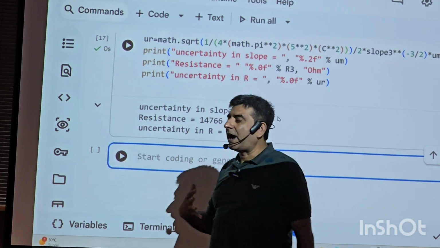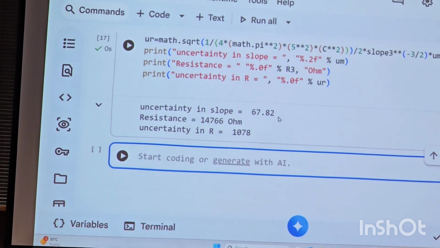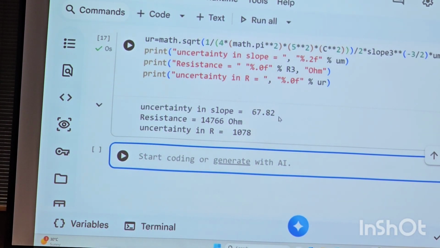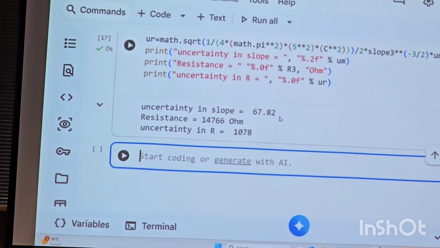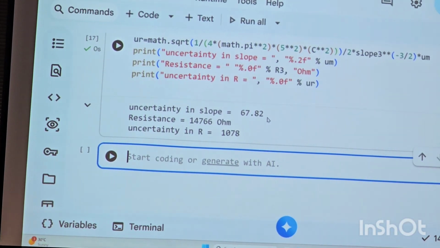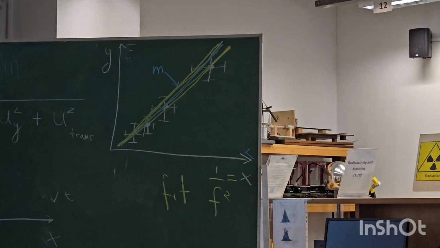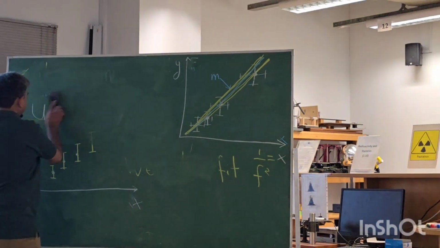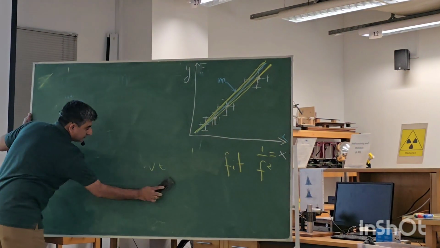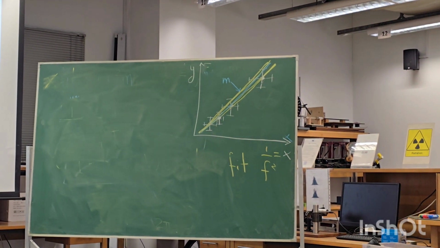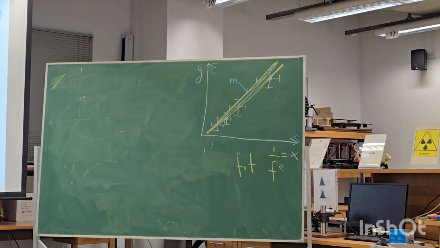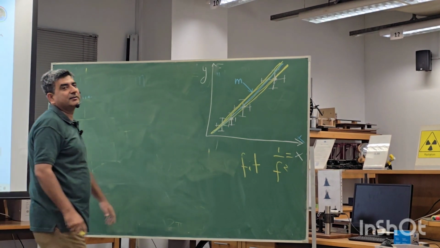Right? So how will I quote my final result? I should ask you this. How will I quote my final result? What is my best estimate for the resistance? What should I state as my final result?